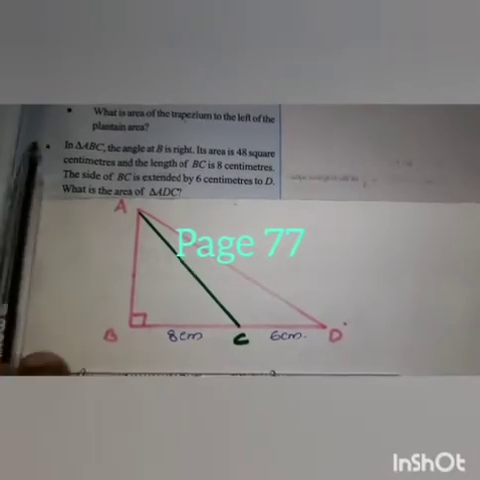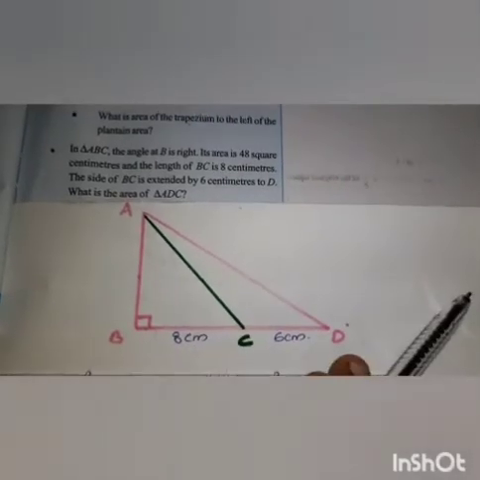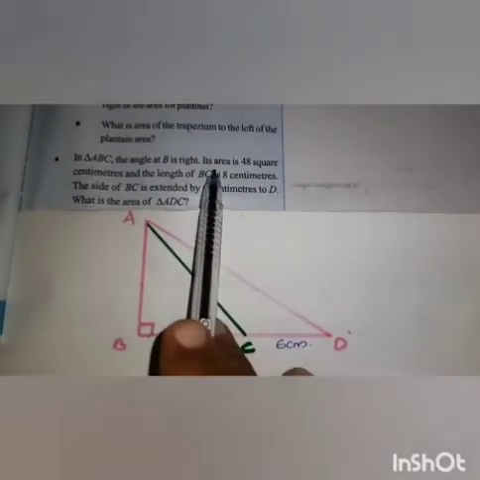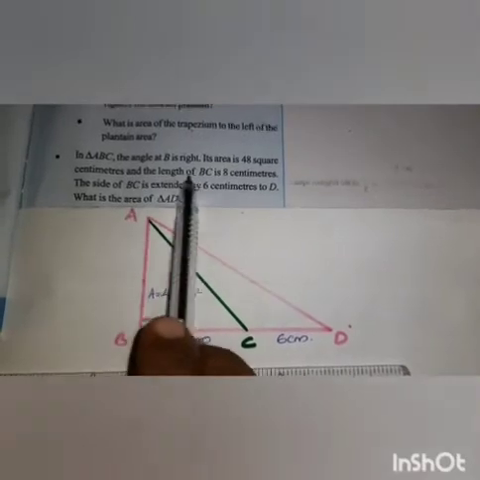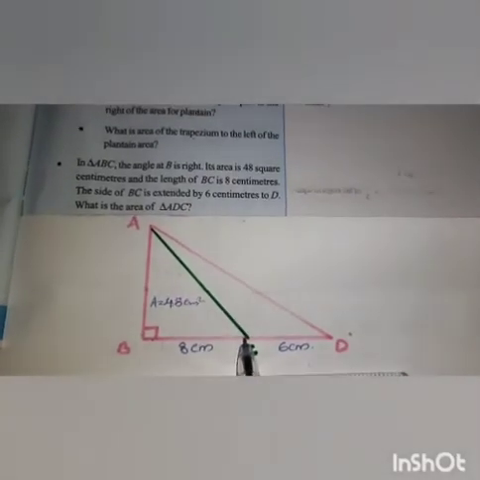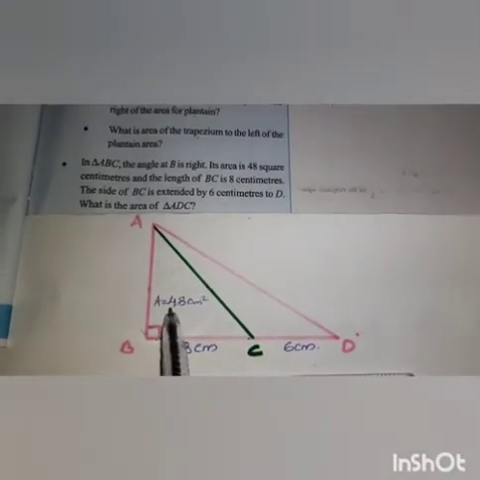Next one. In triangle ABC, the angle at B is right. So this is the triangle ABC, and the angle B is a right angle. In the question, the diagram is not there, we have to draw it. Then its area is 48 centimeter square. So area of this triangle is 48 centimeter square. And the length of BC is 8 centimeter. Then the base length is given, 8 centimeter.